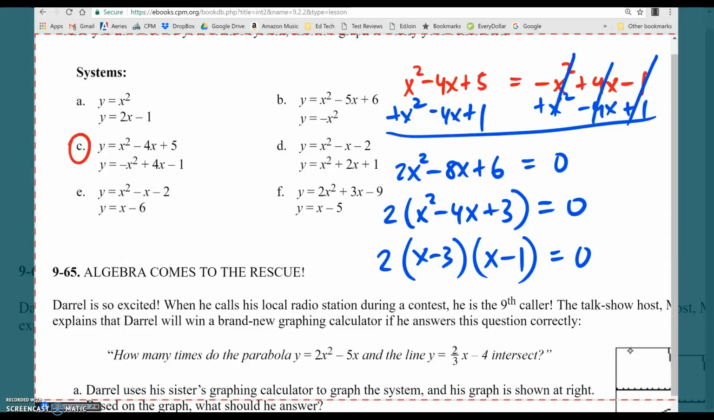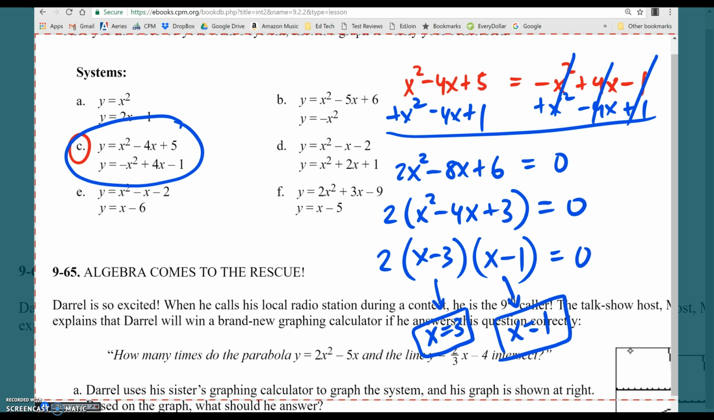Now let's use the zero product property. So what makes this be 0? Hopefully you're thinking x equals 3. There's one. And then x equals 1. There's another. So that tells you right there, since we're getting 2 answers for x, that means there are 2 intersection points for the graph. Let's substitute those x coordinates back into either of the original 2 equations, so this one or this one, to get our y values.